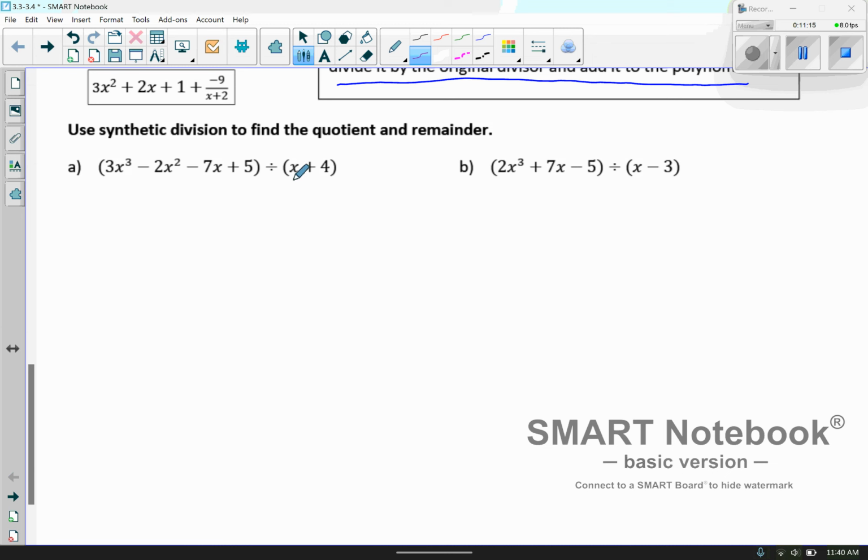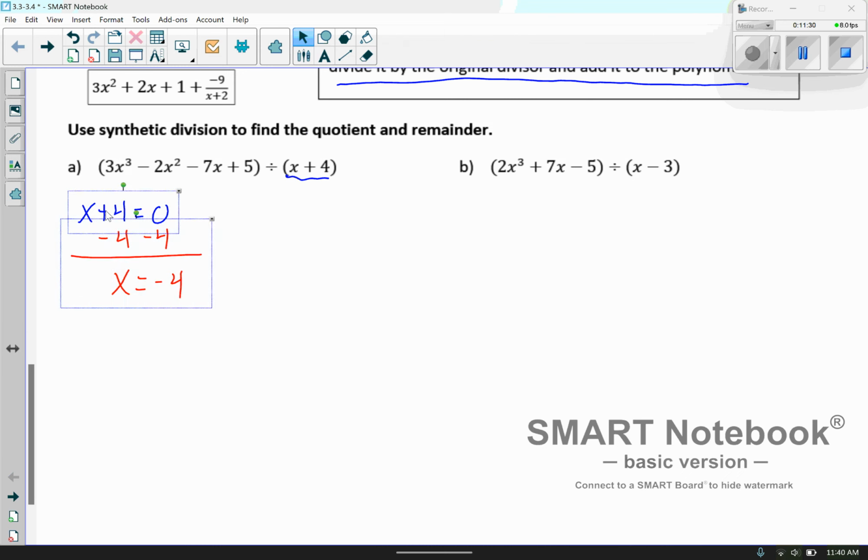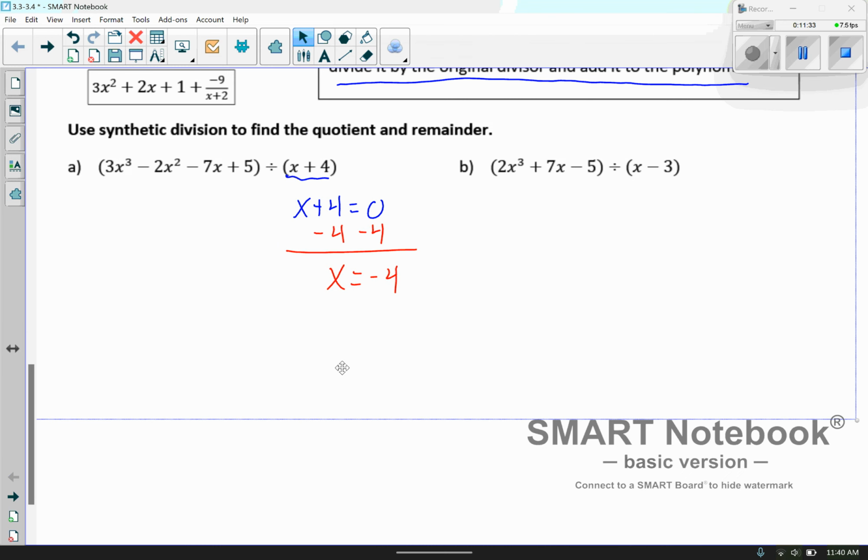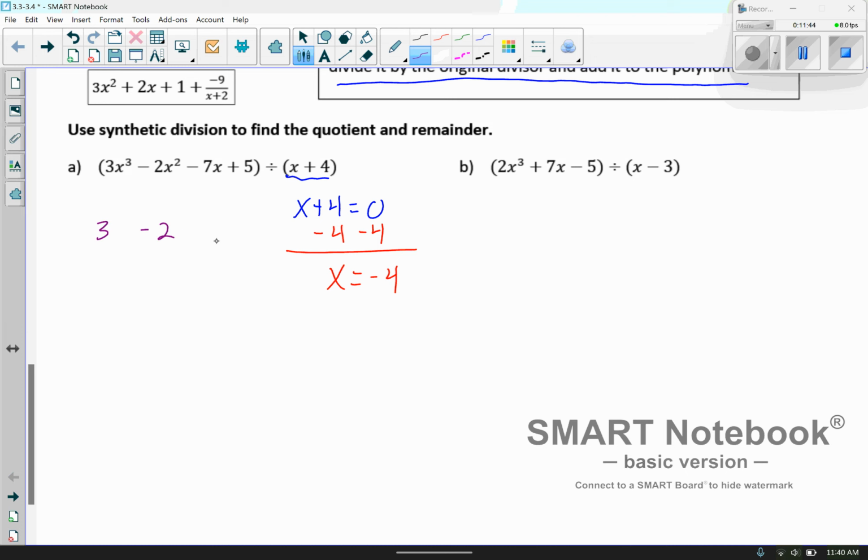So step 1 is take the divisor and set it equal to 0 and solve. And so we get x equals -4. So that's going to be kind of like I like to call it my magic number, because that's the number that's going to help me throughout the process. Then what we're going to do next is we're going to list the coefficients of the polynomial being divided here. So it's going to be a 3, a -2, a -7, and a 5.